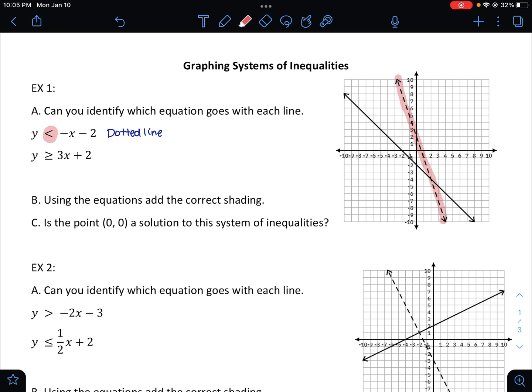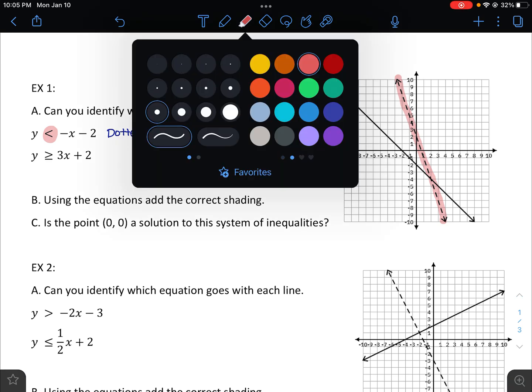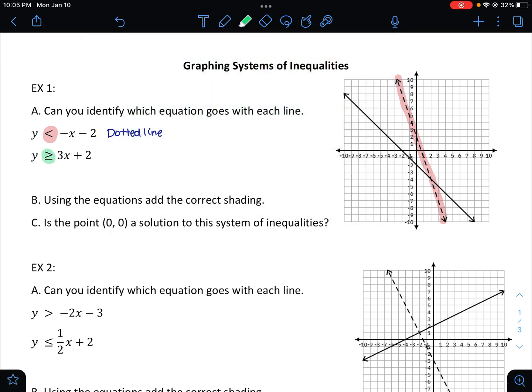Okay, the second one has a line underneath, which means it should have a solid line. And it's going to be going with this line right here. So it's important to know which line goes with which equation.